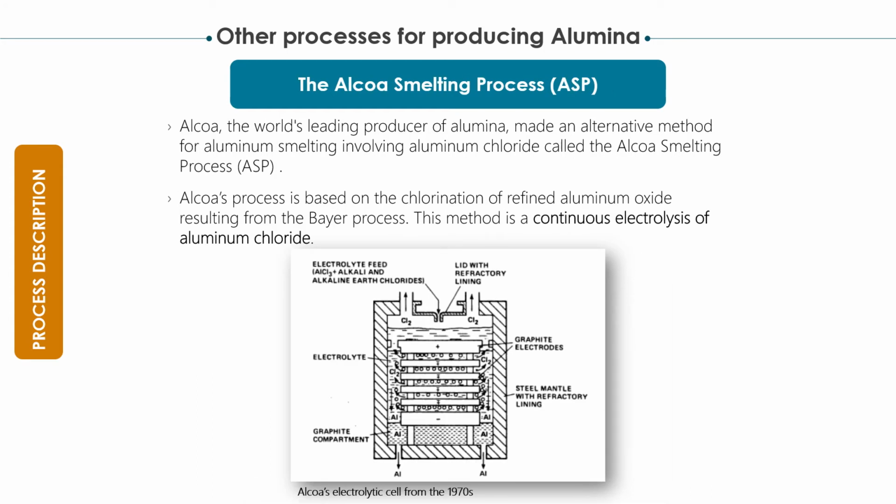The last process is the Alcoa smelting process. Alcoa, the world's leading producer of alumina, developed an alternative method for aluminum smelting. This process is based on chlorination of refined aluminum oxide resulting from the Bayer process. This method is a continuous electrolysis of aluminum chloride. The illustration shown is Alcoa's electrolytic cell from the 1970s.